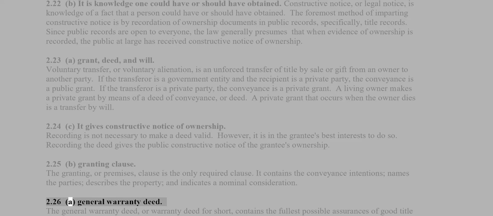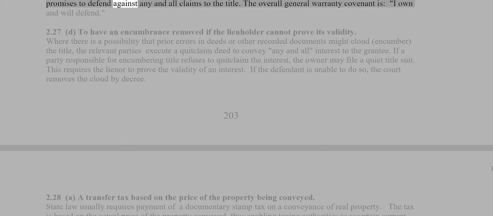2.26 a. General warranty deed. The general warranty deed, or warranty deed for short, contains the fullest possible assurances of good title and protection for the grantee. The deed is technically a bargain and sale deed in which the grantor promises to defend against any and all claims to the title. The overall general warranty covenant is, I own and will defend.